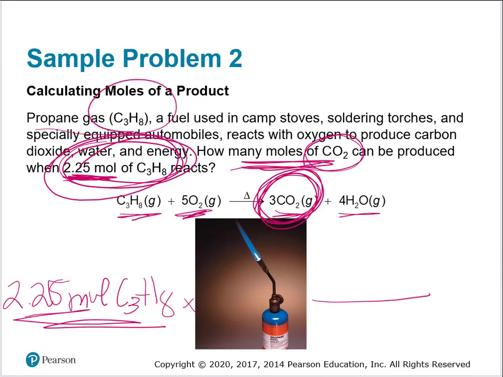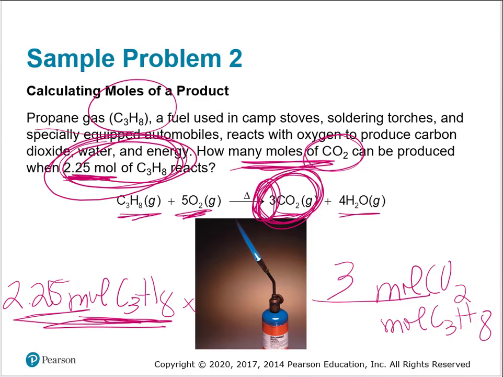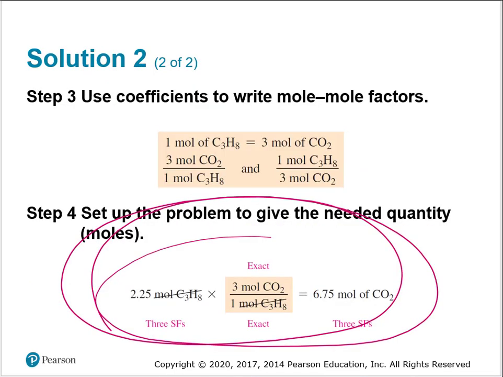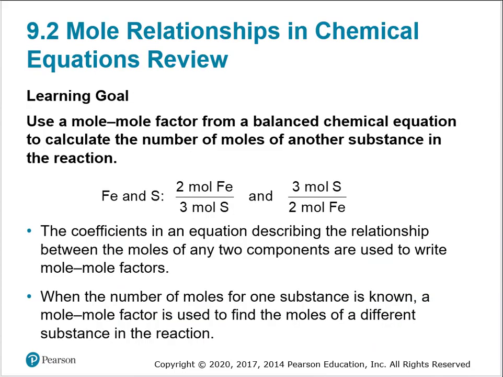What do I want? My problem wants moles of CO2. And what have I got? I've got moles of propane. So here is my ratio. I need how many moles of CO2? There's 3 moles of CO2 for every 1 mole of propane. All that's left to do is plug and chug. 2.25 times 3 divided by 1. With 3 significant figures in my final answer, I should end up with 6.75 moles of CO2. Take a minute to look over the learning goals to make sure that everything makes sense.